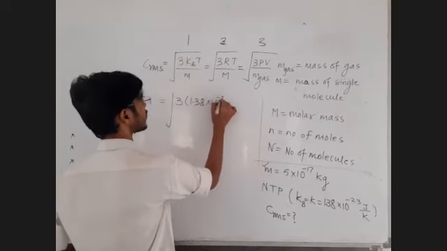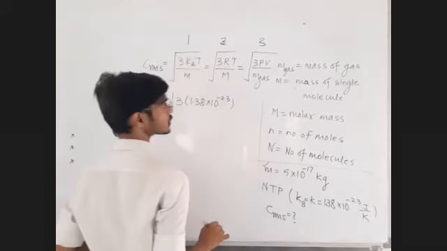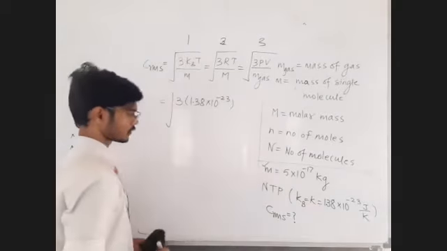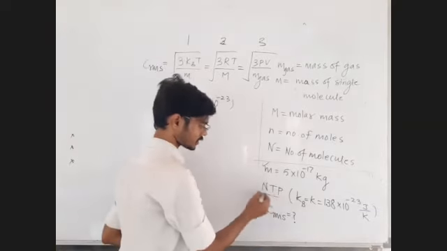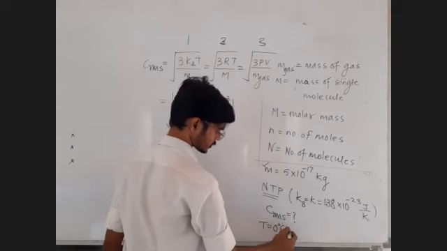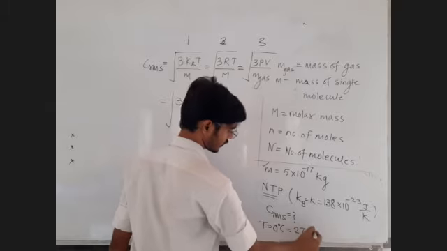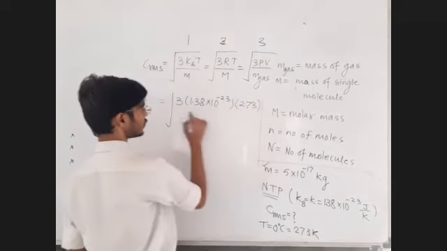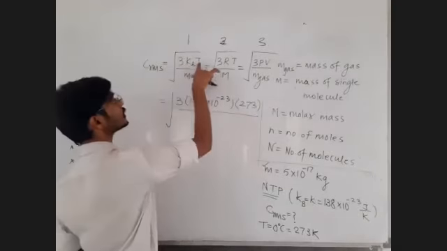1.38 into 10 raised to minus 23. Temperature. What is the temperature given? I think it is not given. So what shall I take as the temperature? They are saying NTP. So what temperature shall I write? 0 degrees Celsius, so I will write 273 Kelvin. So temperature now 273, divided by 3 kBT by M.